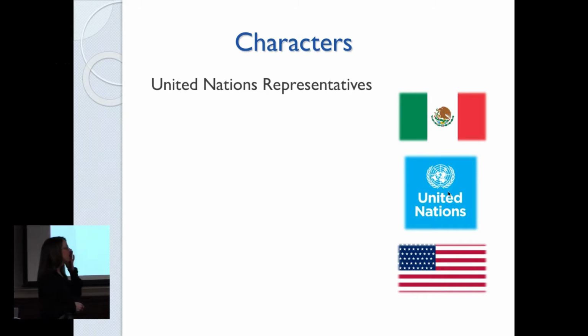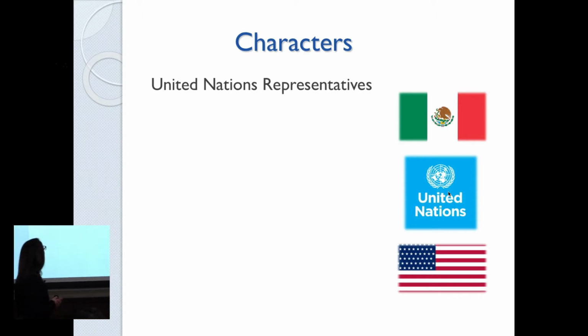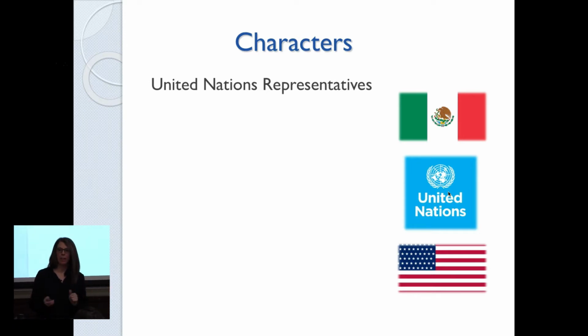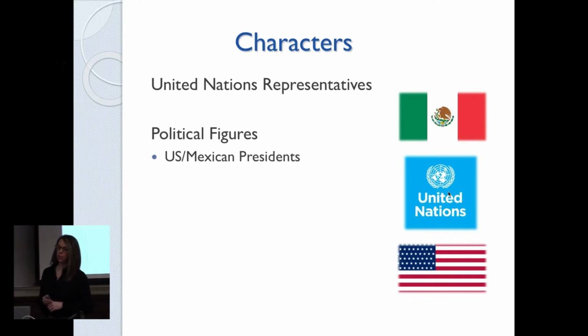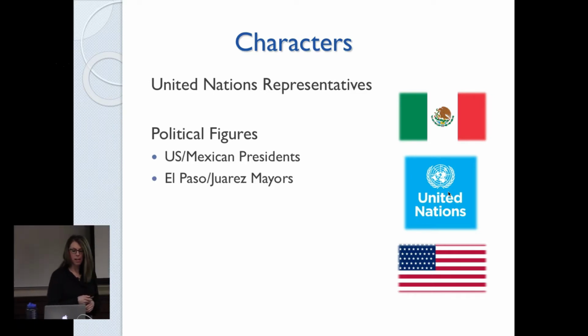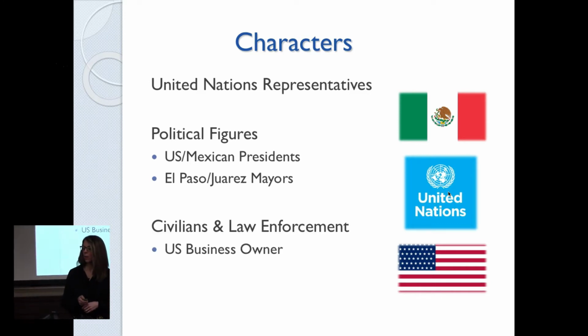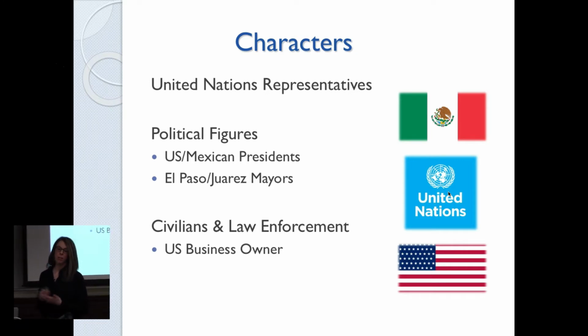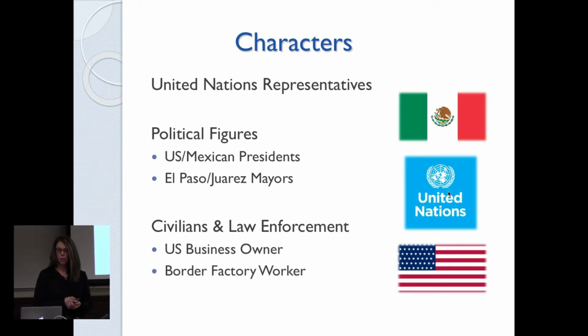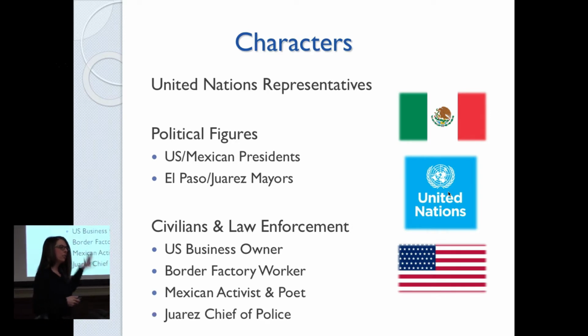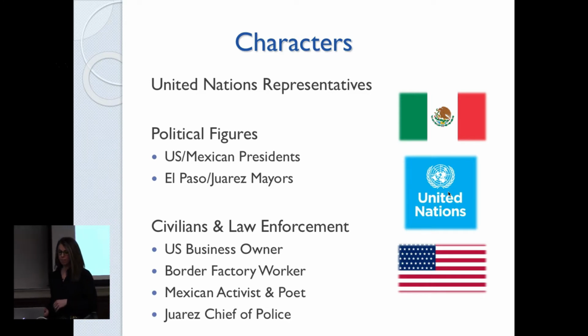Okay, so some of the characters, each student has an individual character, so I wanted to give everyone a sample of what the characters are. So there were 2 United Nations representatives, and those characters would sort of direct the 2 caucuses, which I'll talk about later. And then there were political figures, so the US and Mexican presidents, the El Paso and Juarez mayors, among others. Civilians and law enforcement characters included a US business owner with financial and business stake at the border, a border factory worker, a Mexican activist and poet, and the Juarez chief of police. Every student had a character, but that's just to give you a sense.